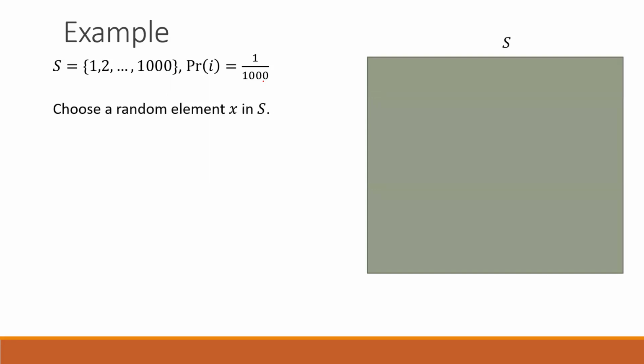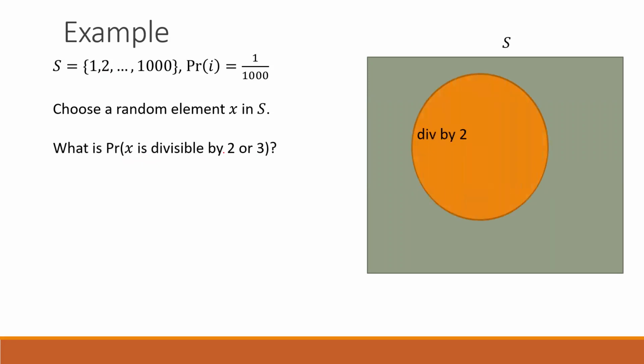So we can choose a random element X in S, and we're going to ask: what is the probability that X is divisible by 2 or 3? Okay, so now we have an event. Let's call it E: X is divisible by 2 or 3.